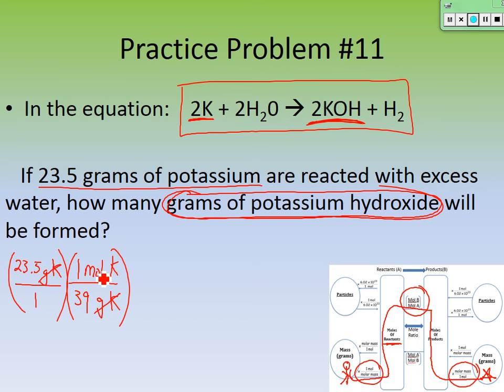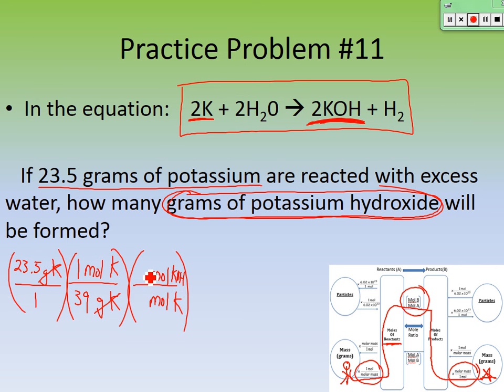So now we're here. Let's go across this bridge. It says times mole B over mole A. If you get confused by the mole B and mole A thing, just ask yourself, if moles of potassium is here, where's it got to go? It's got to go on the bottom. Mole B, which is the product, is potassium hydroxide. So it's going to be moles of KOH.